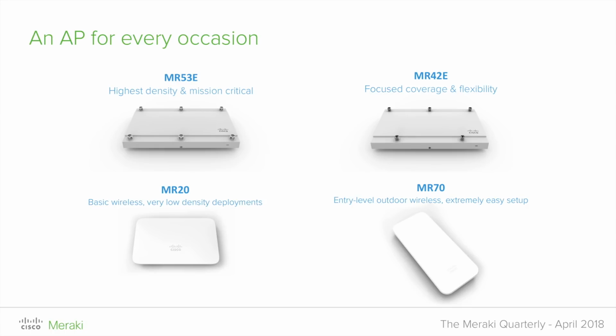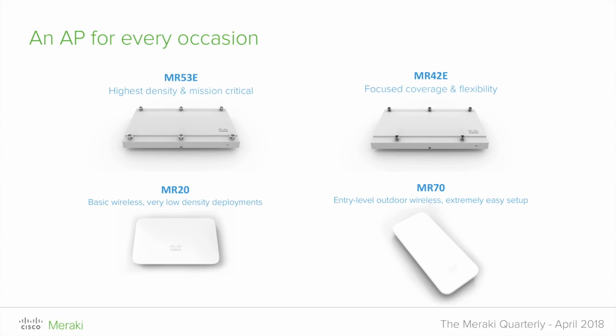On the flip side, down below, we're introducing the MR20 and the MR70. Now, the MR20 is an indoor access point. It's 2x2. Everything is 11AC Wave 2, but the MR20 is 2x2 with 2 streams. It is there for basic coverage, very low density deployments. One thing to note about the MR20 is it does not have that third dedicated radio for scanning. It does not have a Bluetooth radio either, so keep that in mind.